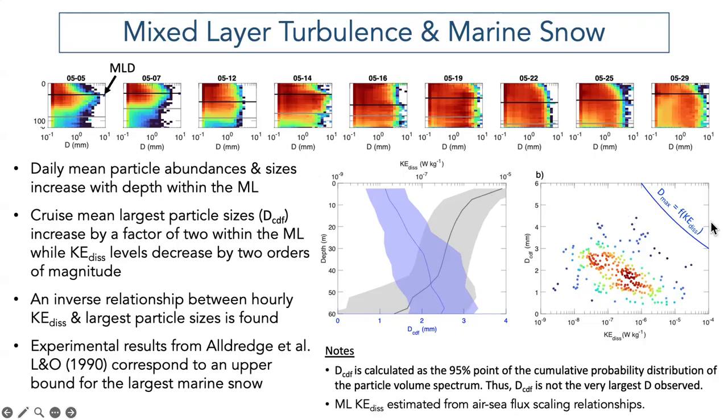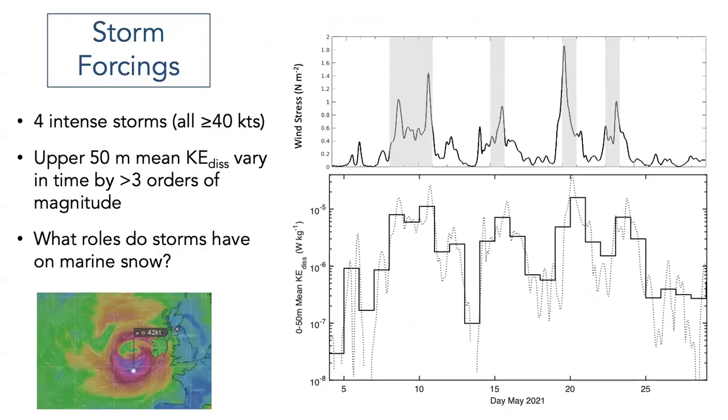Also, we can see that this is a relationship that comes from laboratory experiments done by Alice Alldredge and Tommy Dickey and others. They looked at the size of the largest particle when they put aggregates into a tank with different turbulence levels. And that ends up being kind of an effective upper bound for the size of the marine snow that we're seeing in the field.